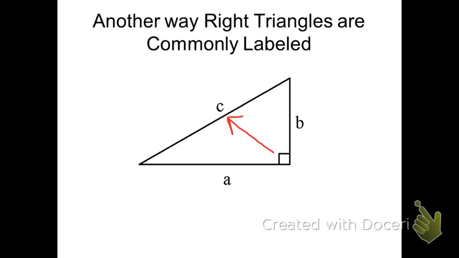So if you see a side length of a triangle called C, that has to be the side opposite the 90-degree angle. A or B could be interchangeable. A or B just indicates that it's one of the legs, one of the sides opposite the acute angle. So it doesn't really matter which leg you call A or B, as long as you're naming a leg A or B, and not C.